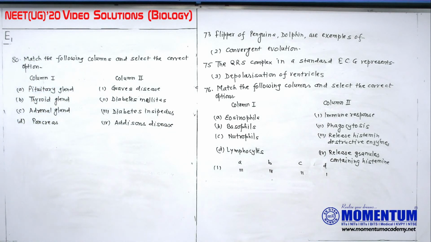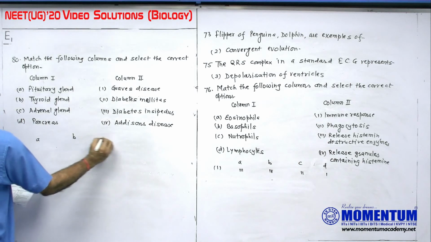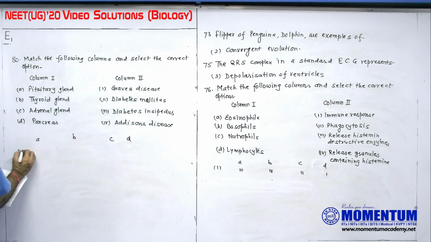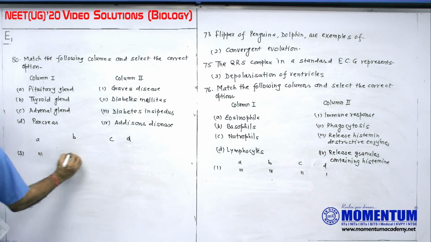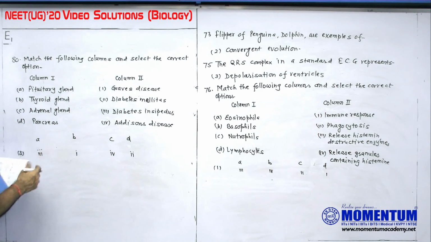Question number 80. Answer is 3. A, B, C, D: 3, 1, 4, 2. That is the correct option. Then 81. Select the correct statement.